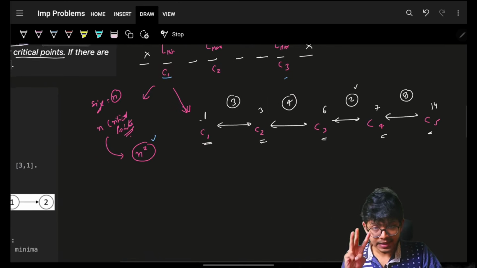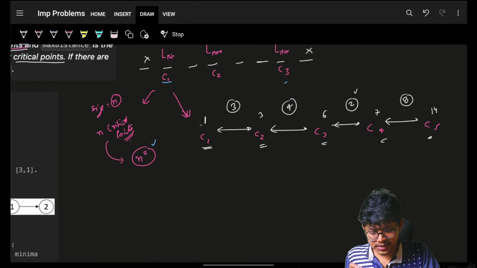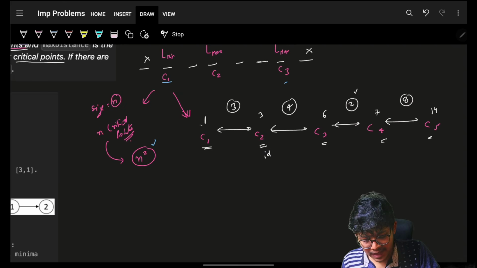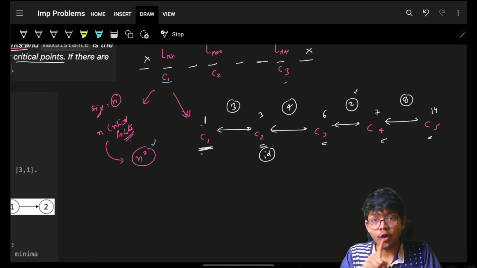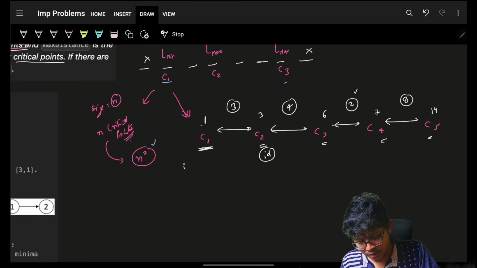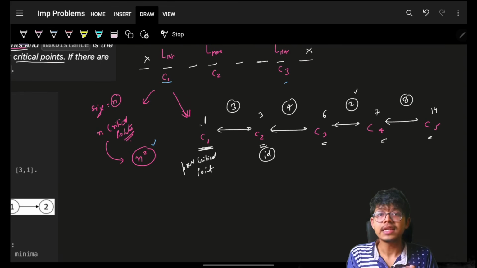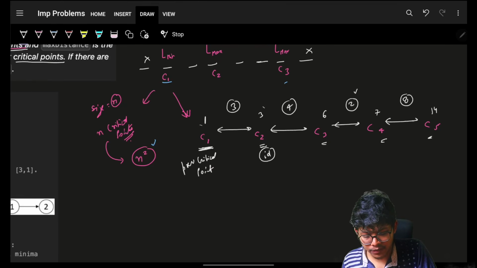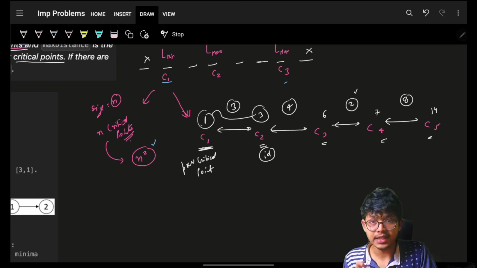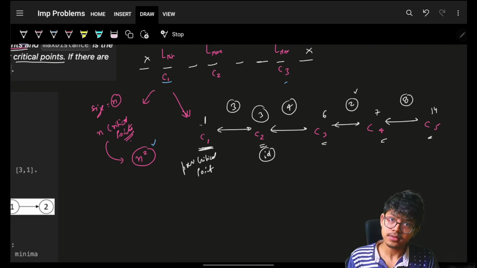Then, when I keep track of these variables, if I am at this specific index, I should know the index of my previous critical point. So I can call it prev critical point, because until and unless I know my previous critical point, I will not be able to find the difference in their specific distance.